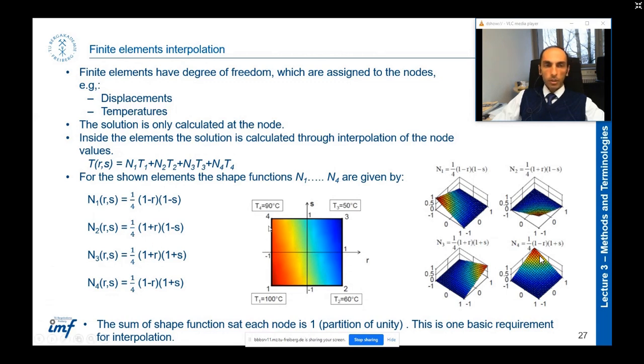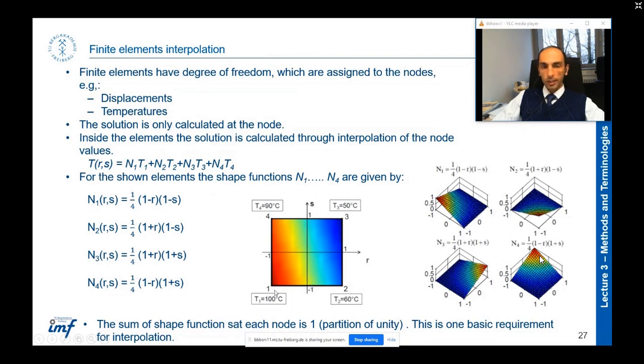It becomes 0. And the same you can calculate, and then you will find that just the value of N4 is 1, and these other 3 become 0. So when you are here, the value is exactly the nodal value, the value on node 4. And you can check it on nodes 3, 2, and 1.